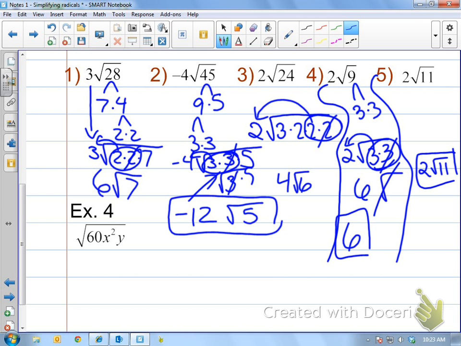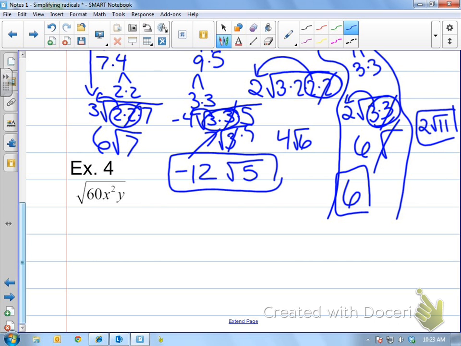So the last thing we need to talk about really quickly, and then I'll hand out your assignment. Square root of 60x squared y. What's different about this problem? It's bigger and it's got an x and a y. It's got some variables.